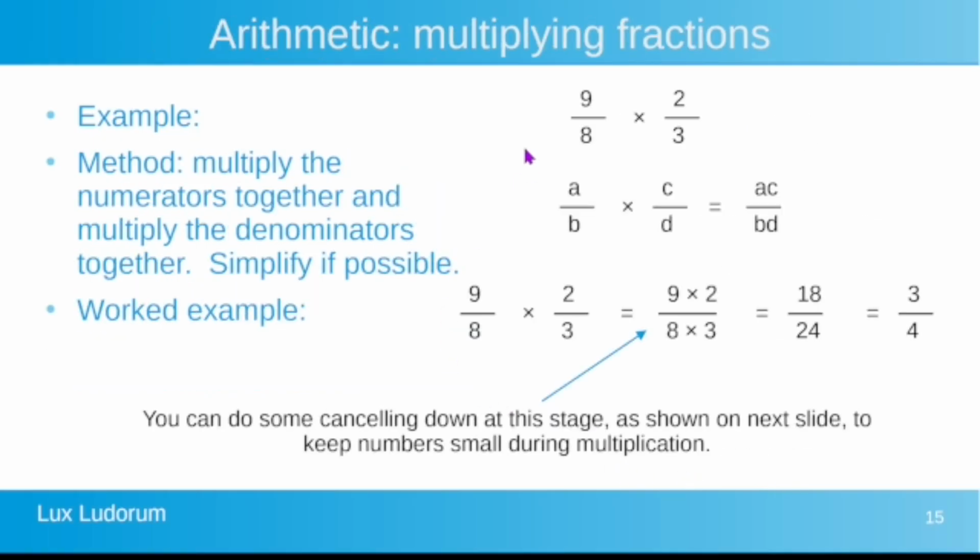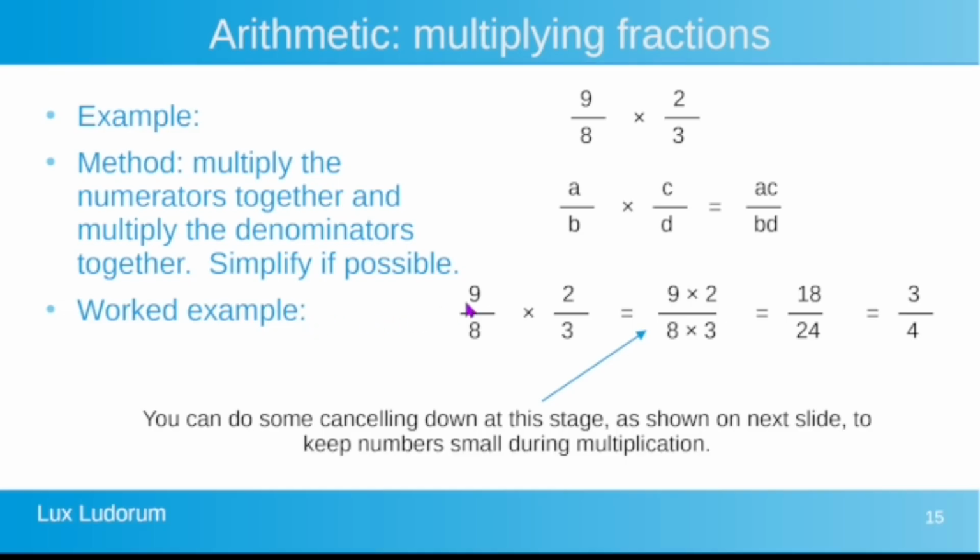Now moving on to arithmetic involving 2 or more fractions, how to multiply fractions. So for example, 9 over 8 multiplied by 2 over 3. The method is to multiply the numerators together and multiply the denominators together, then simplify if you can. So given a over b times c over d, the answer is a times c, that's the two tops multiplied, over b times d, which is the two bottoms or denominators multiplied.